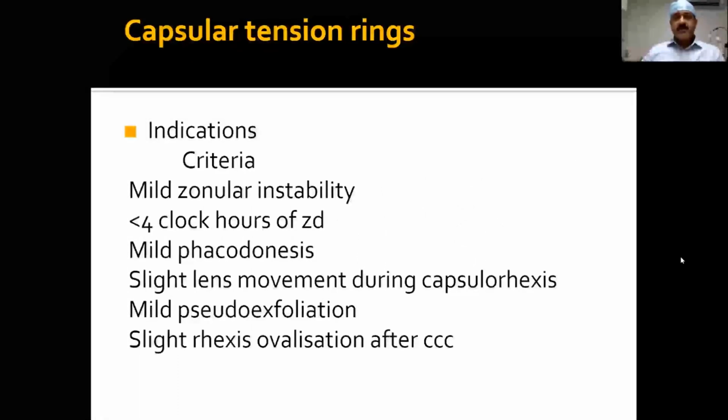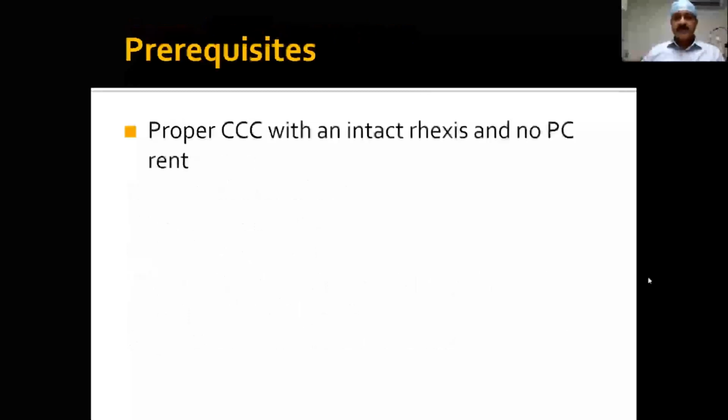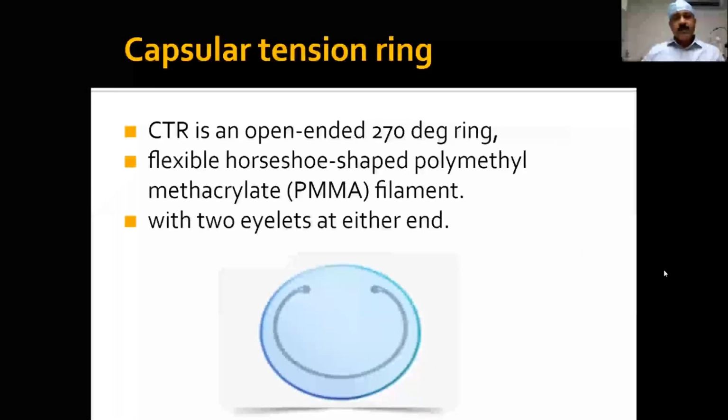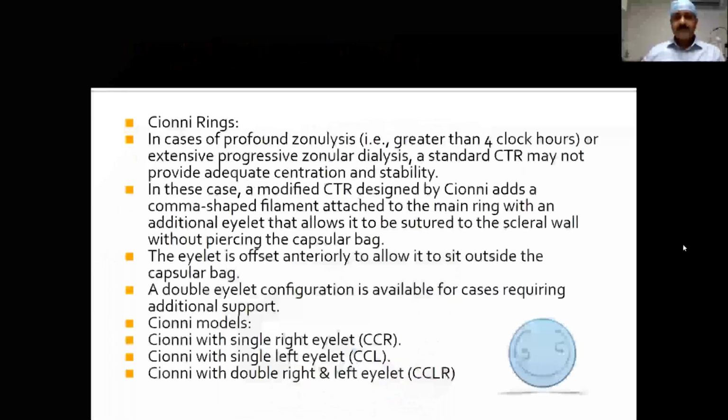Indications for capsular tension rings: mild zonular instability, less than 4 clock hours, we can use a CTR. Mild phacodonesis, cases of pseudoexfoliation, and slight rhexis ovalization after CCC. Prerequisites for CTR implantation: you need to have a proper CCC with intact rhexis and no PC rent. Capsular tension rings are open-ended 270-degree rings made of PMMA filament with 2 eyelets on either end.